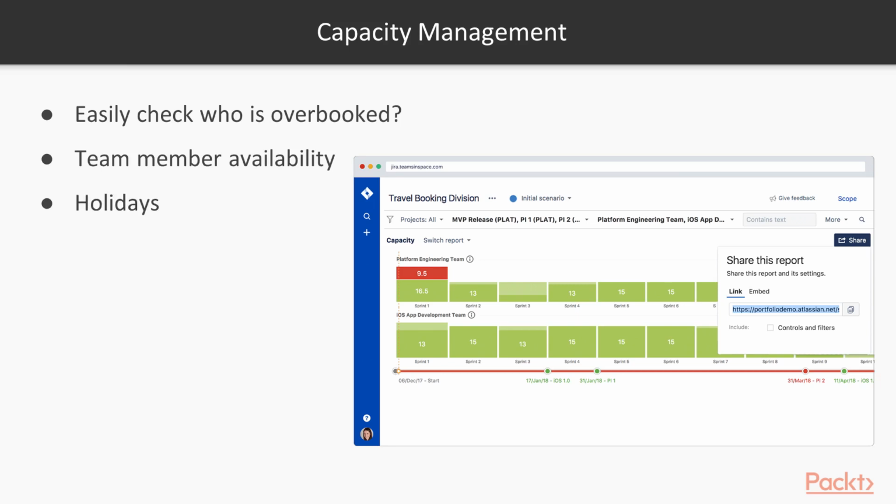So when you create a portfolio plan, you will be able to also mention that a particular resource is on holiday on a particular date. And when you input this particular information in the portfolio plan, you can also share these reports with your team members.